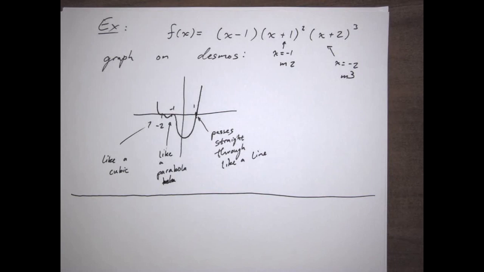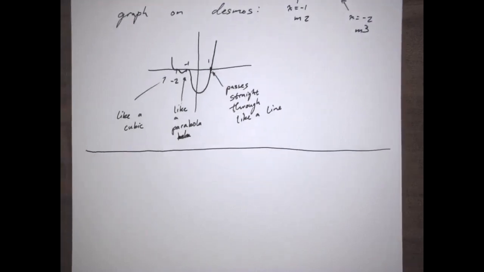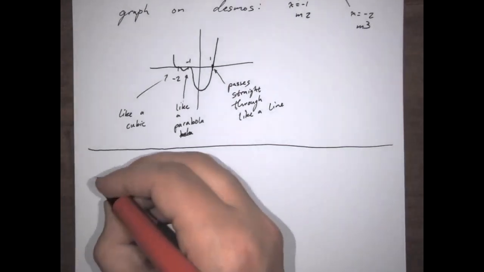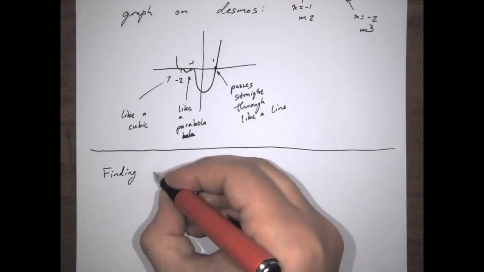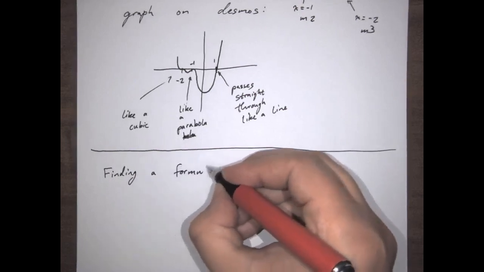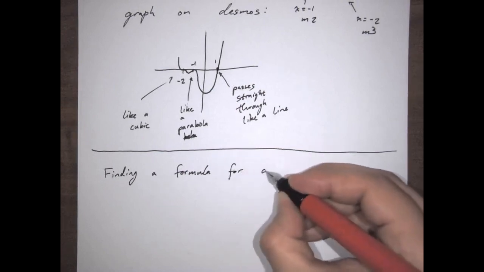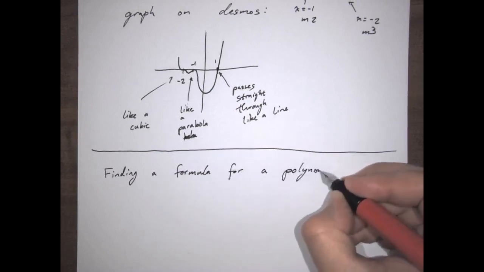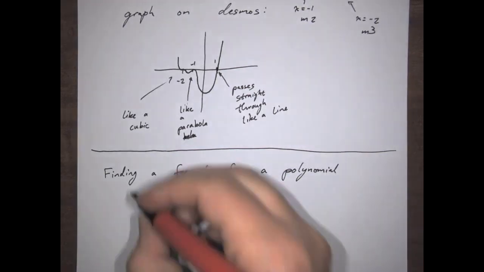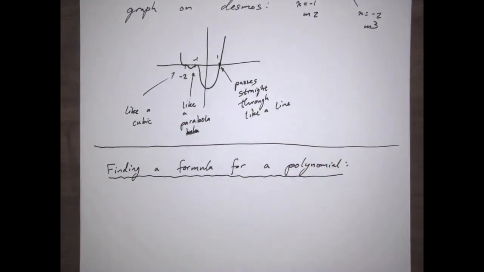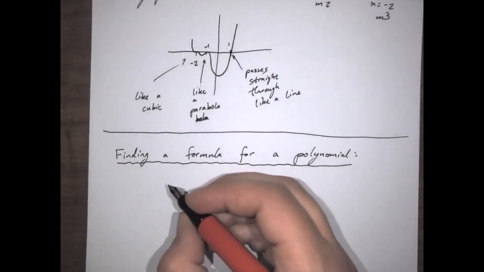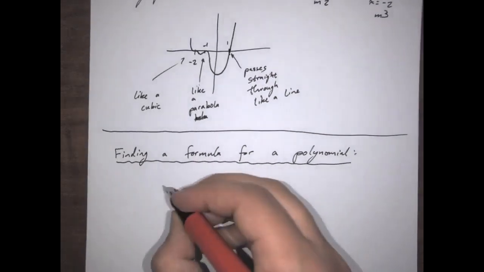But now let's turn the tables on something like this and figure out how to find a formula for a polynomial. Finding a formula for a polynomial. So here's what we're going to do. We're going to be given, for example, a graph, and we're going to use the graph to determine the intercepts and their apparent multiplicities.